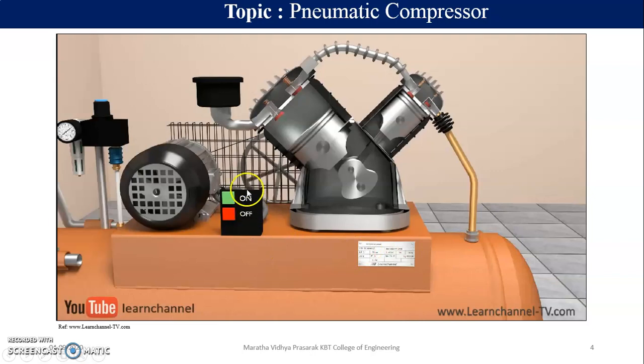If you could see, this is an on-off button. What is this provided for? This is only provided to operate this motor. Once I press this start button, the motor is going to start and drive this crankshaft. So this was just a brief revision of the compressor working.